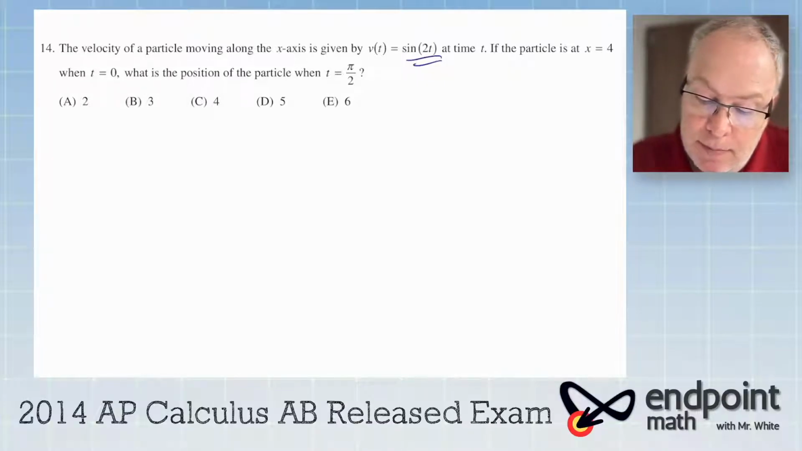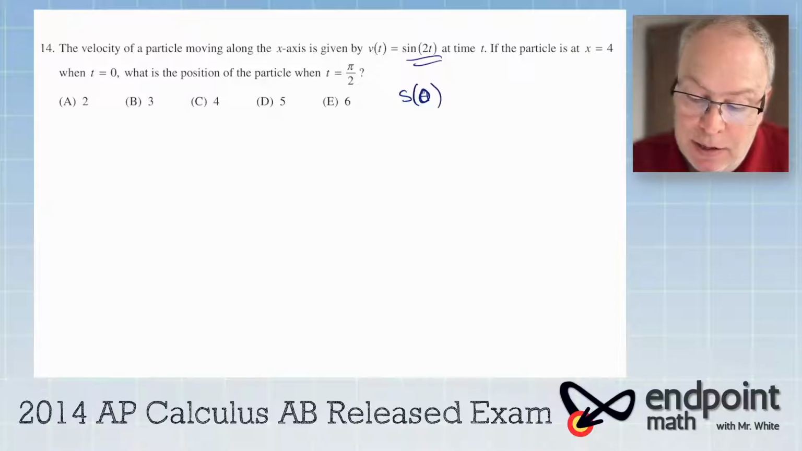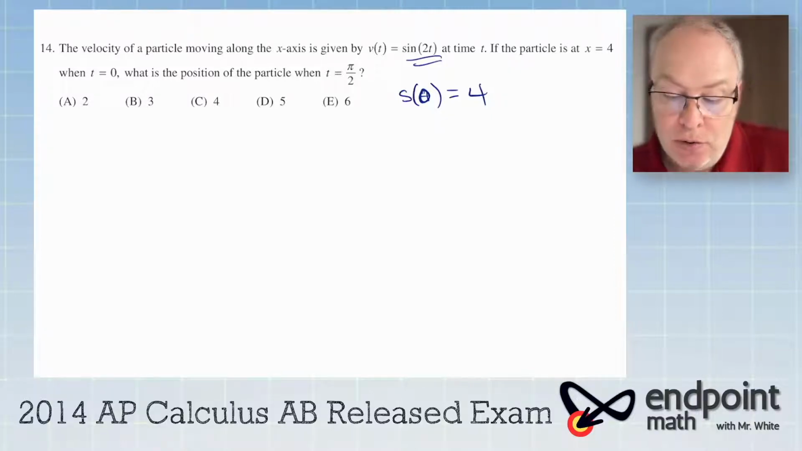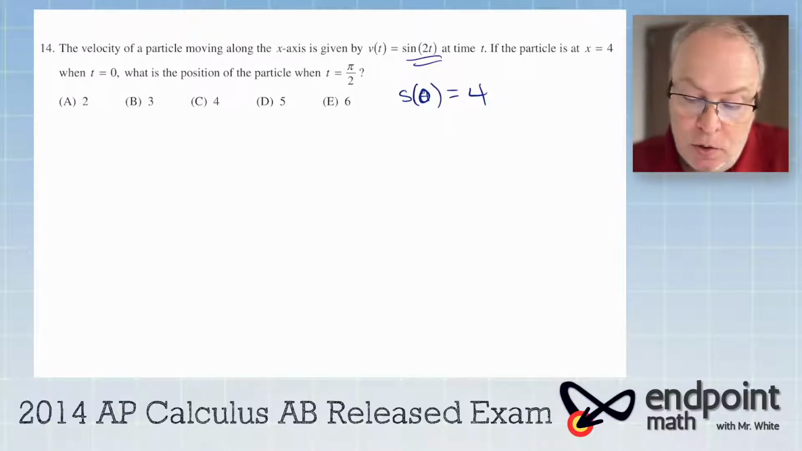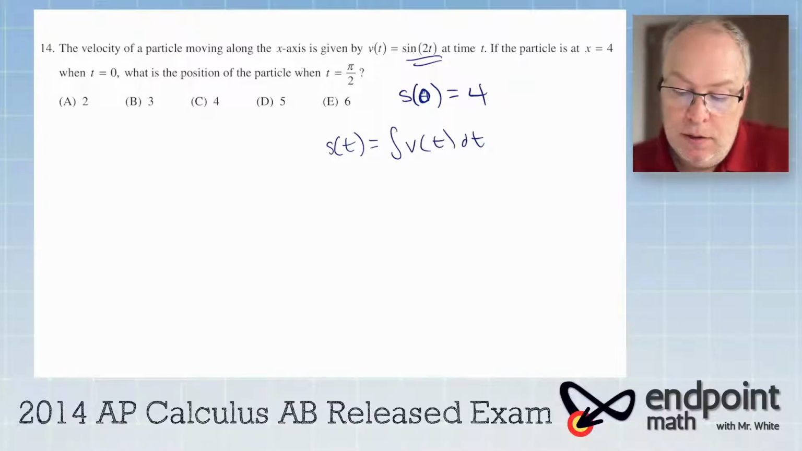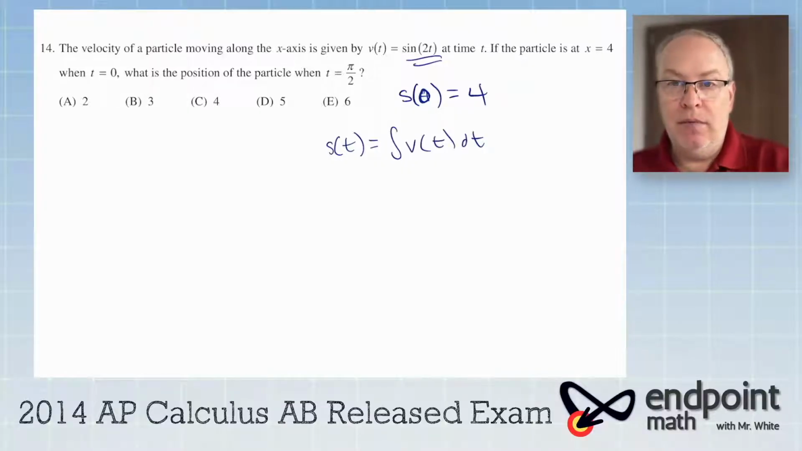So S of 0 is 4. That's going to allow us, if you remember, to solve for C. This is going to be one of those initial condition problems. So the position function is the antiderivative of the velocity function. So we have to do the antiderivative, and then we're going to solve for C.